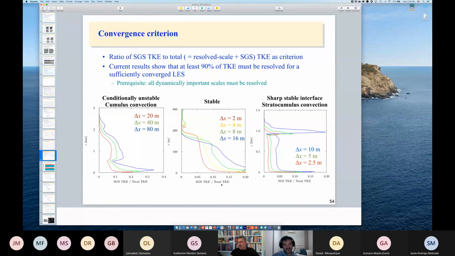Yeah. I see. And how about the 20 billion cell LES? So the 20 billion, it should be somewhere here. It's pretty well resolved. So this ratio, if I can extrapolate, there's only about maybe 1% of the TKE that is unresolved.